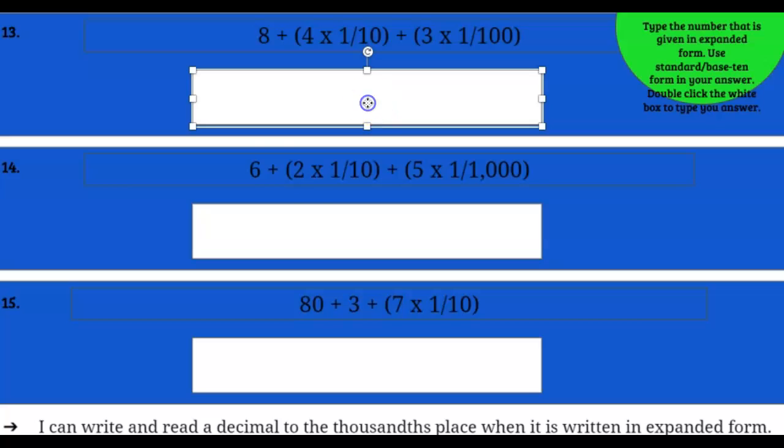One second. My computer's loading or trying to catch up.